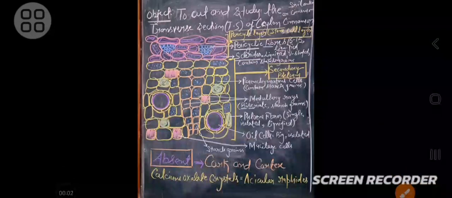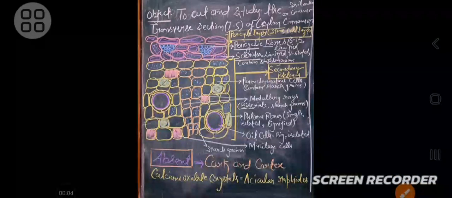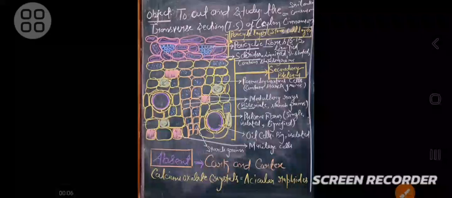Hello dear student, myself Dr. Prashant Kumar Desai. Today we are going to discuss the transverse section of the Ceylon cinnamon bark.